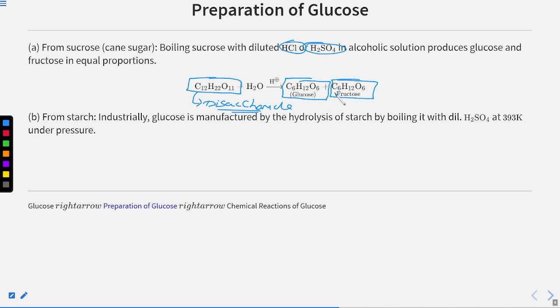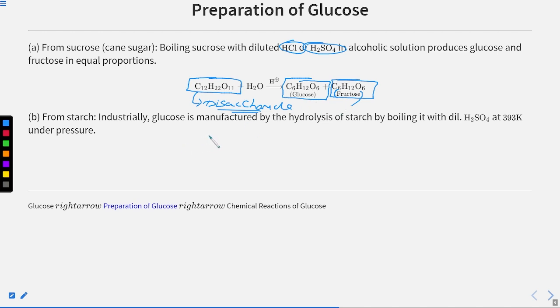Now do not consider them as same, because although their molecular formula is same, still they are very different from each other. Talking about the physical properties and chemical properties, all would be different because their structures are very different from each other. Now, this was the first method.